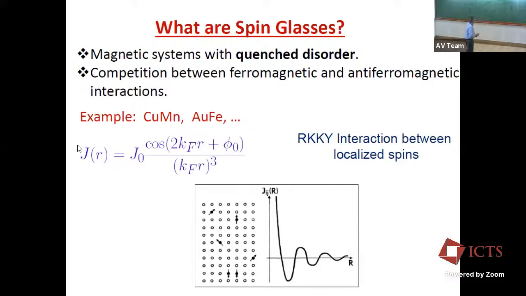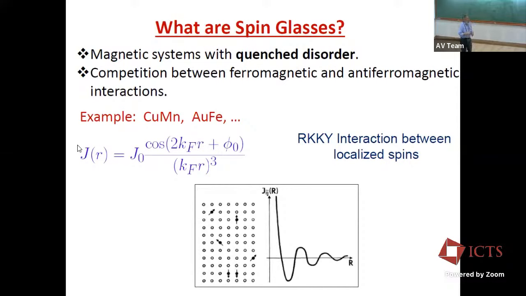The difference between that randomness and this randomness is that this doesn't change as a function of time. Once you have fixed a particular sample, fixed the positions of the spins in that sample, then these positions don't change. So these interactions are constant. They don't have any dynamics in them. And that is why the disorder is called a quenched disorder, as opposed to something else called an annealed disorder, where the interactions themselves are dynamical variables.